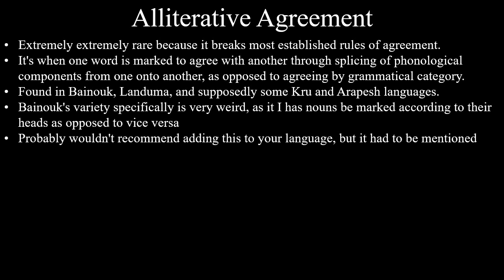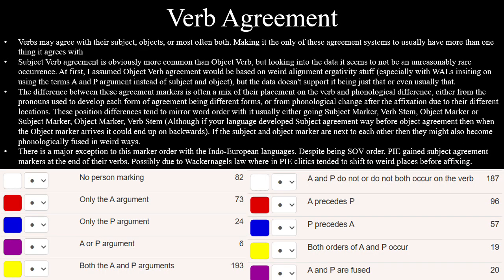Firstly, and the obvious part it's named after, it takes sounds from one word wholesale and puts them on the other, when almost all other morphology comes from particles becoming affixes. But also, in Bainuk's variant specifically, nouns actually agree with their heads instead of vice versa, being marked by phonological parts of determiners and verbs and the like, which sort of turns it back into a form of dependent marking. And that's all for major things languages can agree on. It's actually not that extensive relative to some other systems.